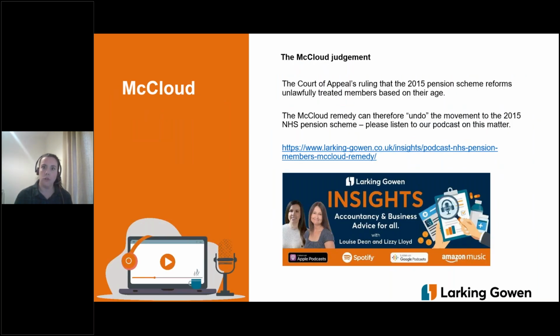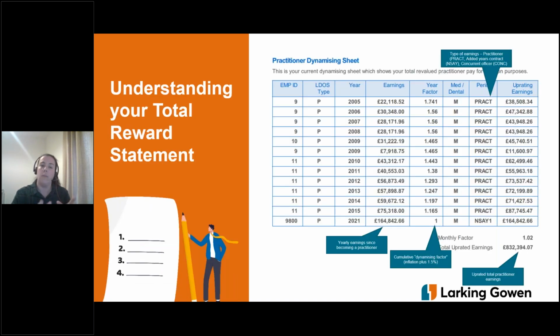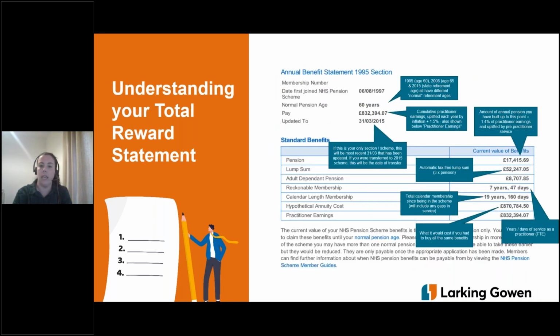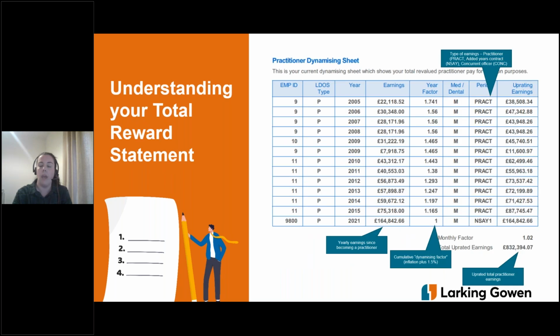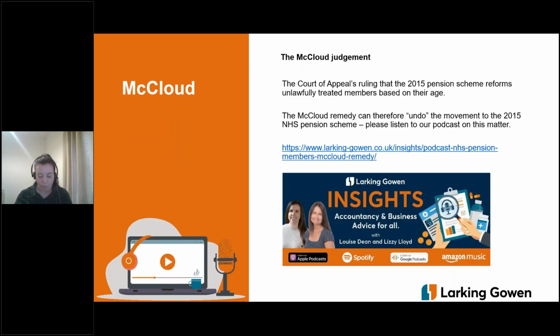So a really whistle-stop tour of the total reward statement. Now, in the 2015 scheme, I should say, you'll have a separate page. You'll have a replica of this for the 2015 scheme, and a replica of this also for the 2015 scheme. So you should have one bit for the 95 or 2008, one bit for the 2015 scheme. They're the most important pages out of the total reward statement to look at.